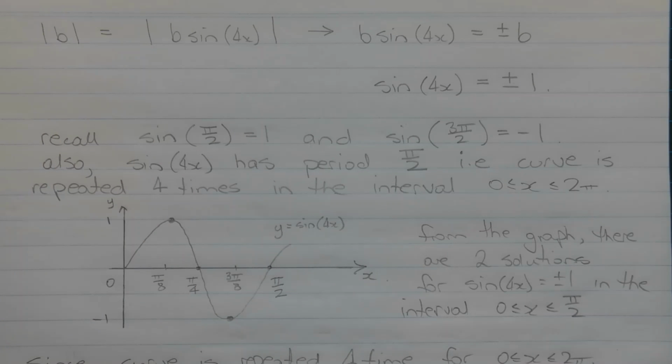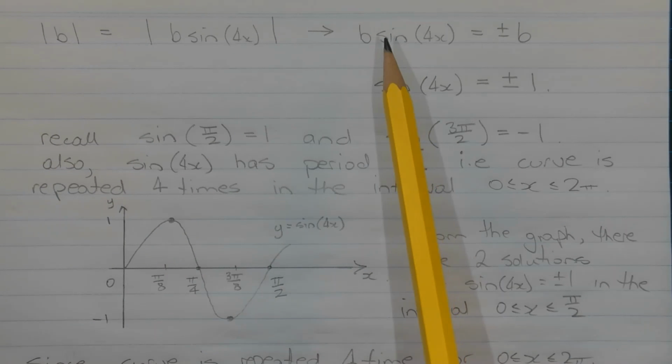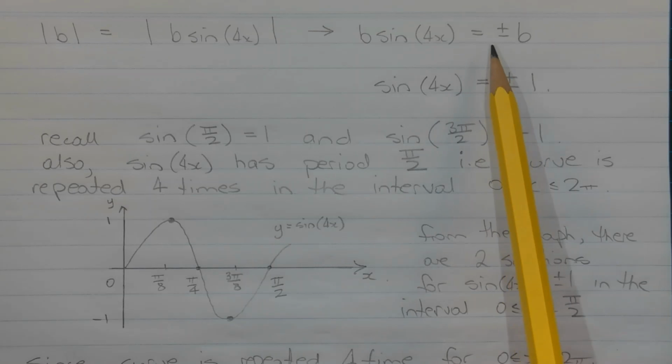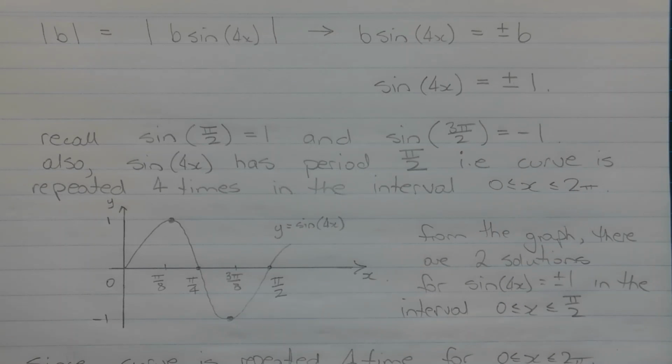Rewriting the equation without the absolute value brackets, we get b times sine 4x is equal to plus or minus b. Dividing both sides of the equation by b, we get sine 4x is equal to plus or minus 1. That gives rise to two cases: sine 4x equals positive 1 or sine 4x equals negative 1.